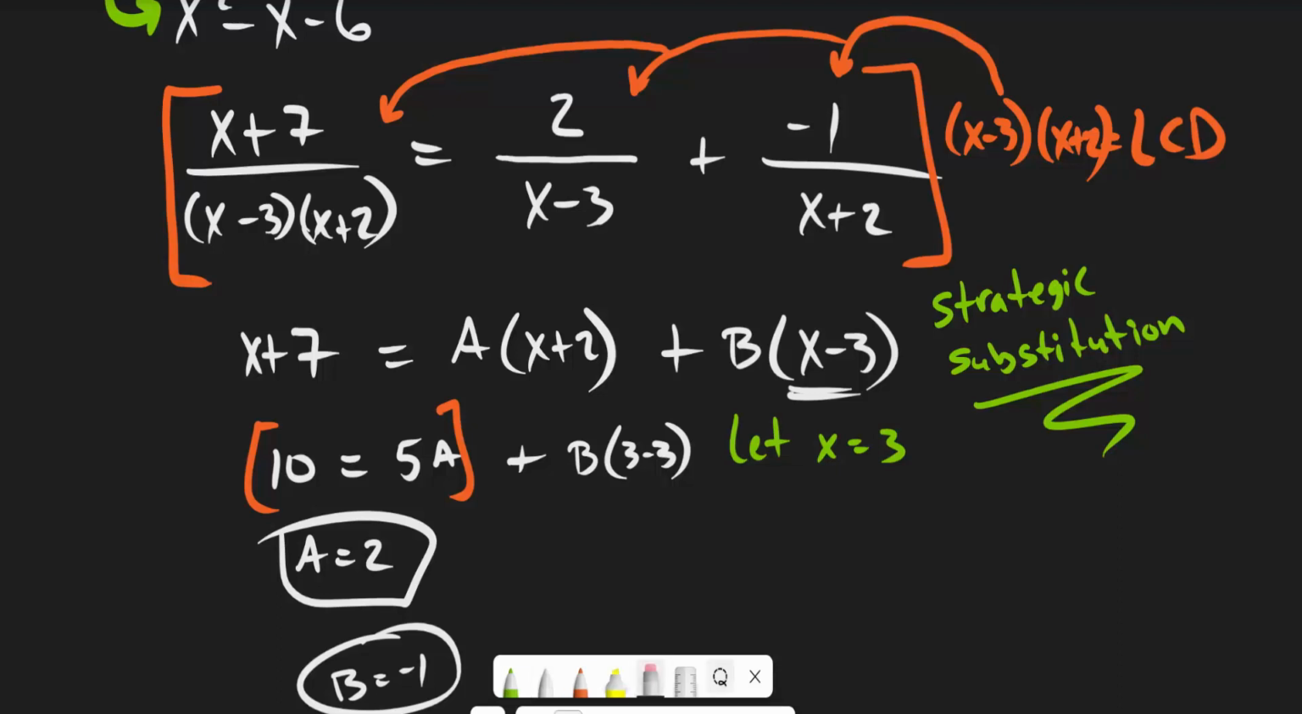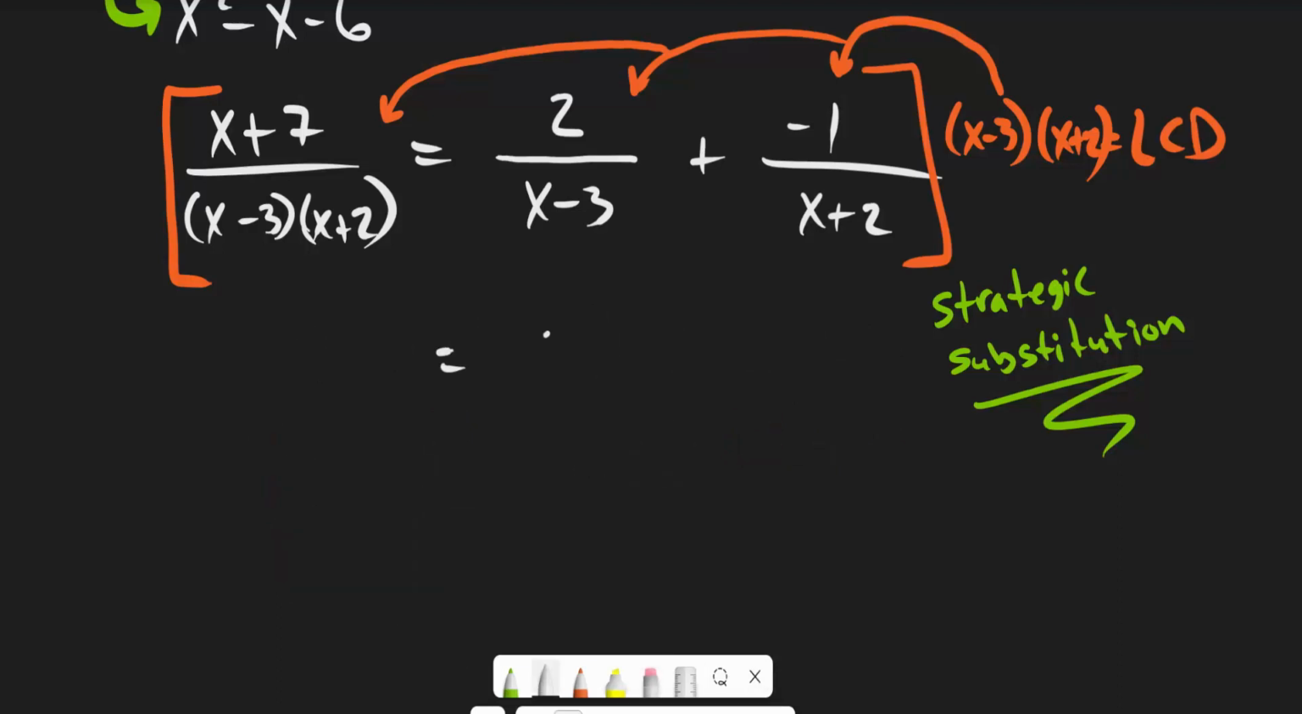Now I'm going to just simplify them a little bit. So I'm going to write this as 2 over x minus 3. Now notice there's a plus here and a negative. So I'm just going to write that as a subtraction, and then I'll put a 1 over x plus 2. And we are done.